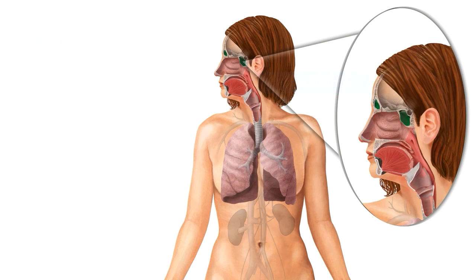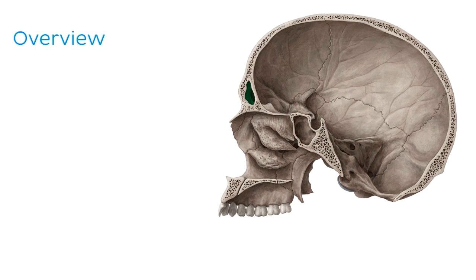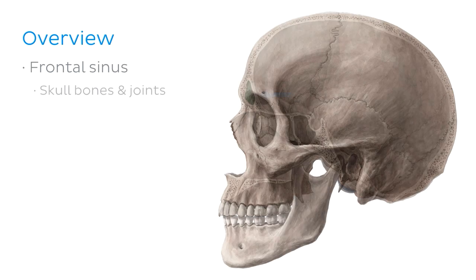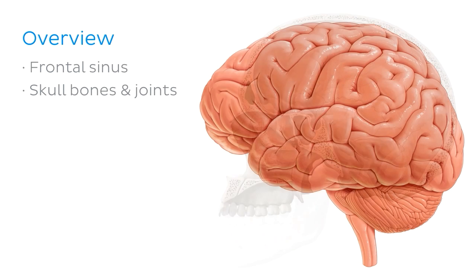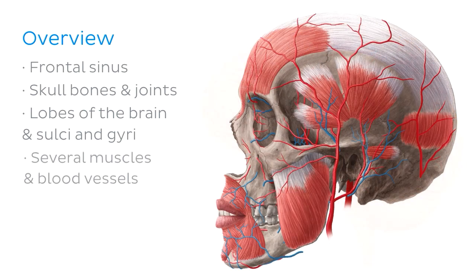structures in cross-section. In our tutorial today, we're going to be familiarizing ourselves with the bones, joints, and parts of the brain, and other various structures that can be examined at the level of the frontal sinus. Just to give you a quick overview of our tutorial today, we'll be discussing the frontal sinus, the skull bones and associated joints, the lobes of the brain, and the important sulci and gyri that can be viewed at this level, and finishing off the tutorial, we'll examine several muscles and blood vessels.